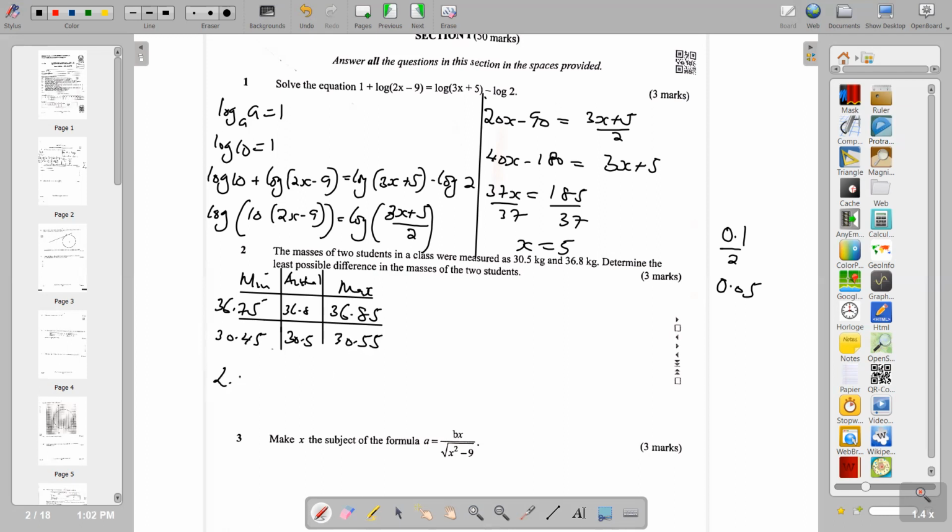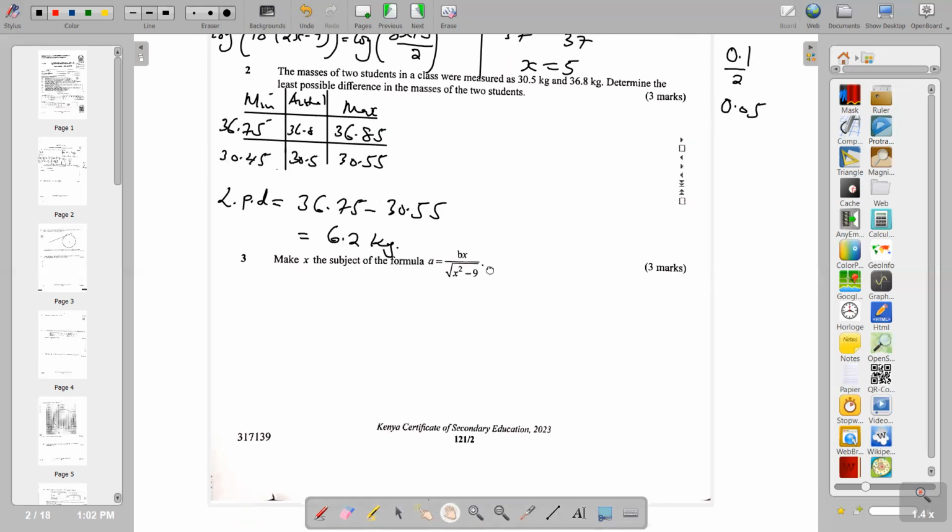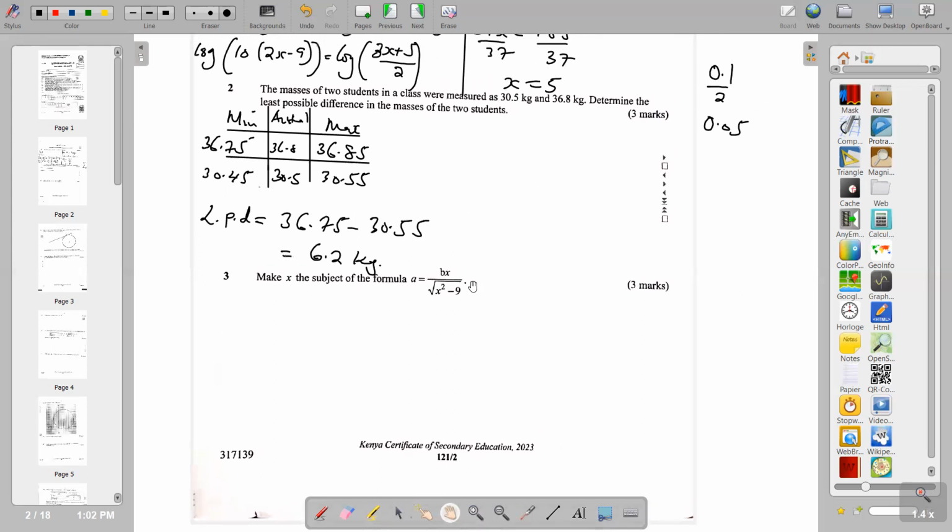So now for you to get the least possible difference, it is when you take a minimum value, subtract a maximum value. So that will be 36.75 minus 30.55. And when you subtract this one, going to get 6.2 kilograms. Now that number 2 is under a topic of error and approximation in form 3.